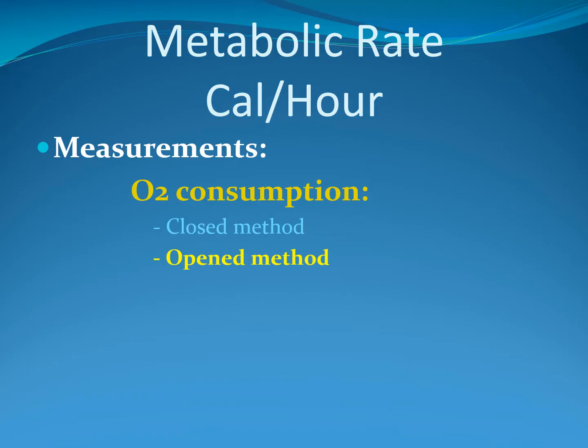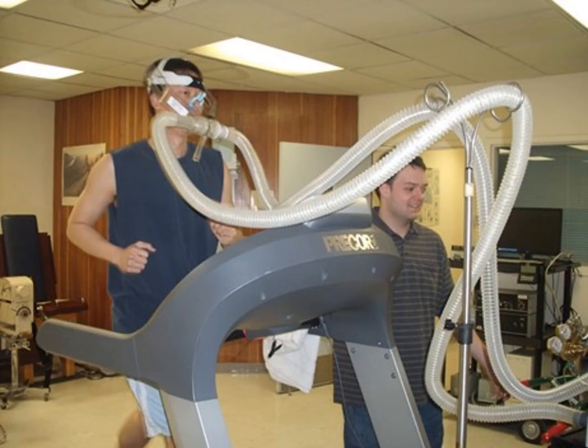The second method for measuring oxygen consumption is called the open method. In that method, the person is inspiring atmospheric air. You know, the oxygen concentration in atmospheric air is around 20%, while the expired air is collected into a bag.